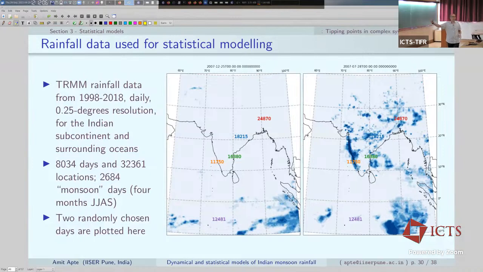And in fact, this is not the highest resolution data set. There are higher resolution data sets available as well. As I showed you, the pictures that you get are something like this: very high spatial and also temporal variability, which I had shown. And that's the kind of data set that we are dealing with.